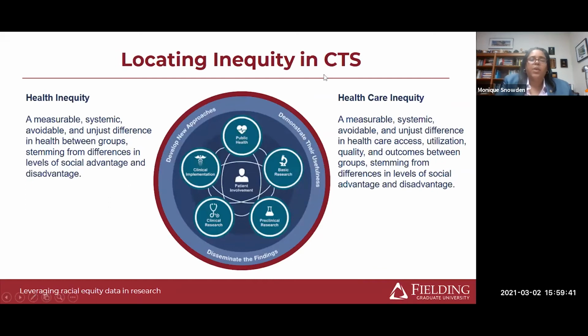So, locating inequity in CTS, I think the important thing here is that we're dealing with inequity, health inequity, but we also have healthcare inequity, and thinking about how equity and inequities play out in those two very different contexts. I'd like you to make sure that we're holding that. Inequities can be operating at very different levels. Okay.